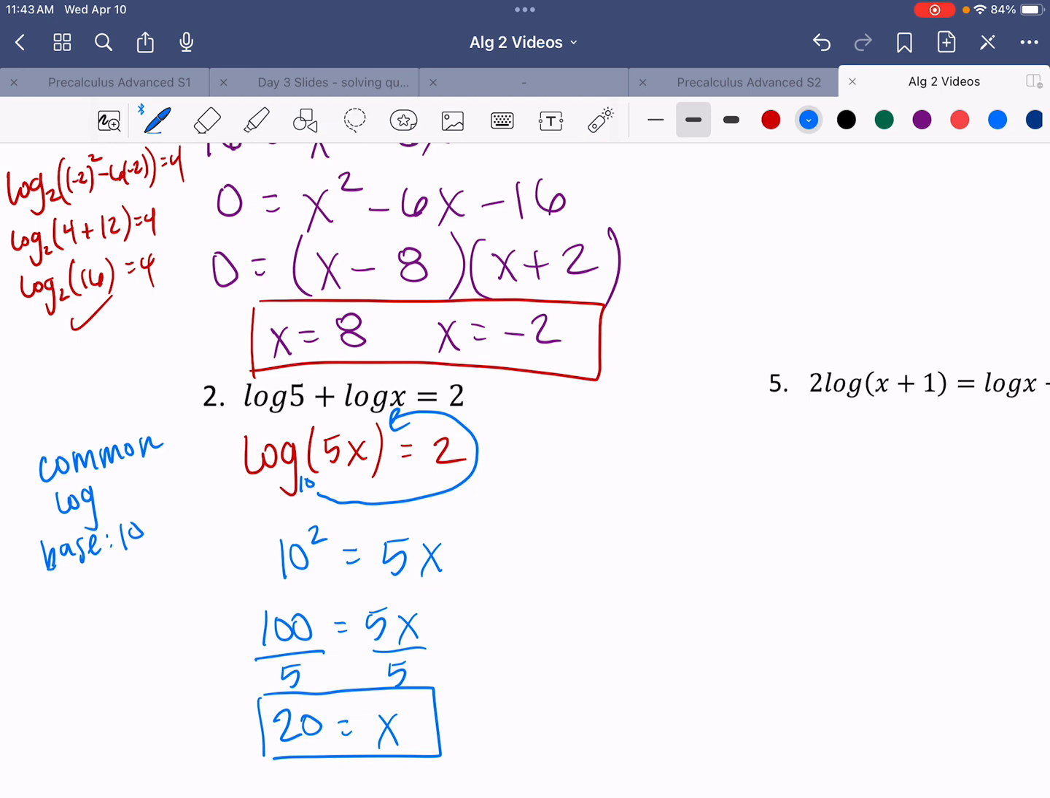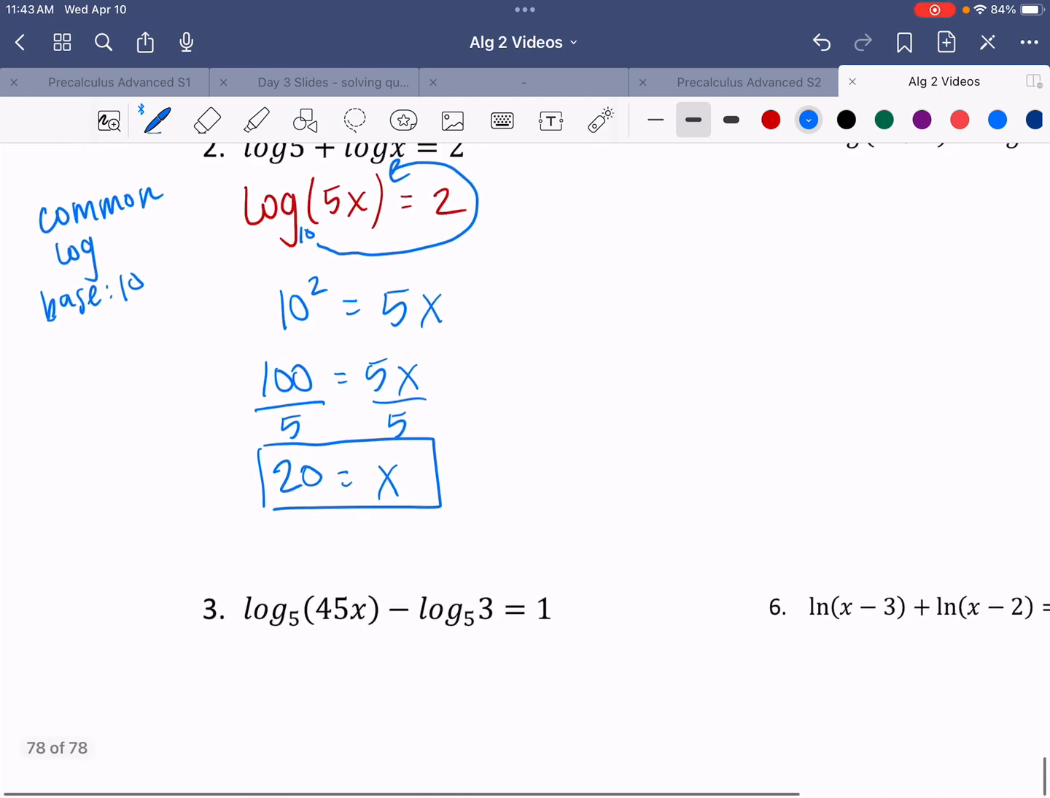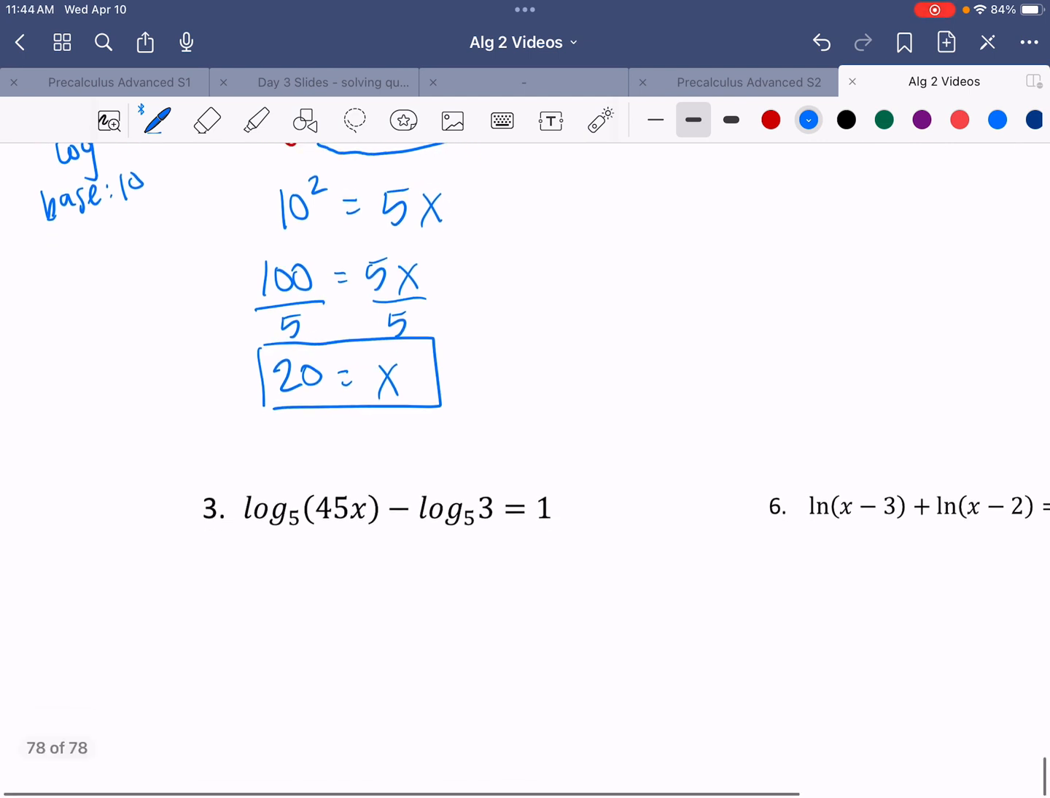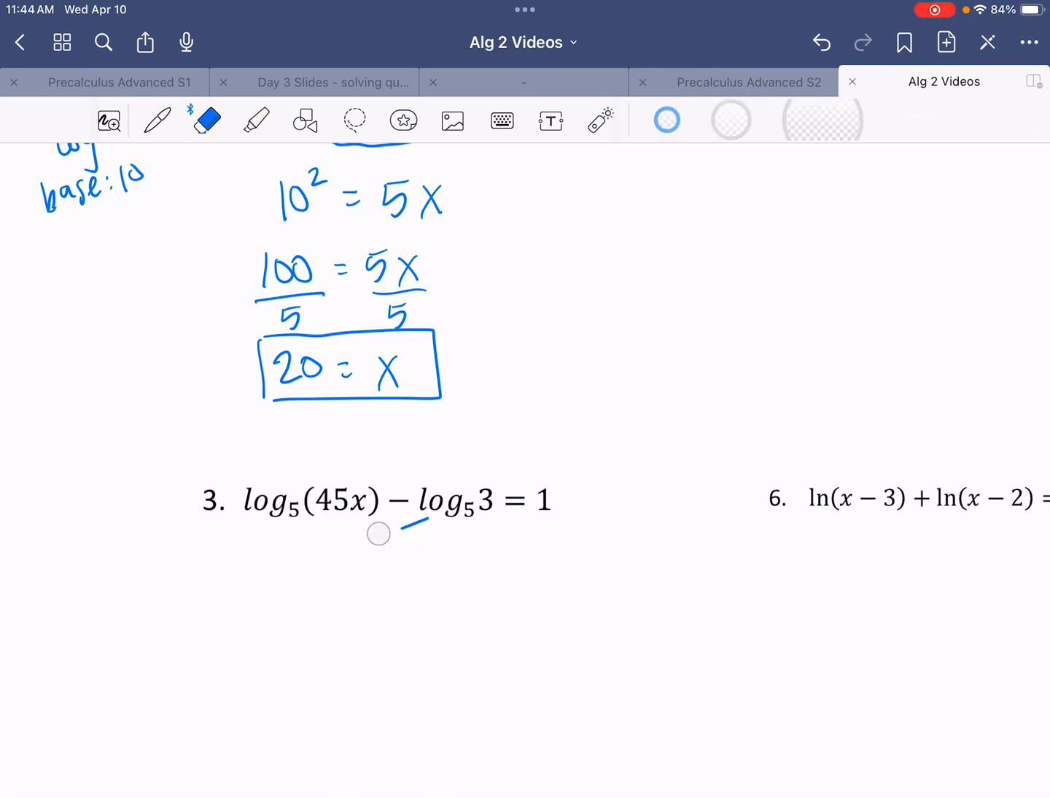All right, let's keep going down this left side. We have the log base 5 of 45x minus the log base 5 of 3 equals 1. So again, only logs on one side of the equation. We do need to combine them with properties. So when 2 logs are subtracting, I can use the quotient property.